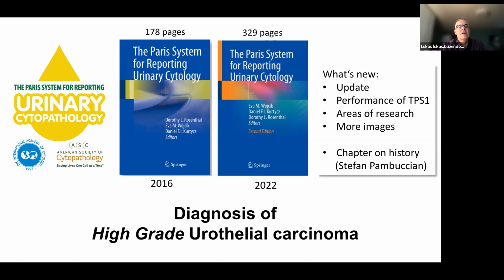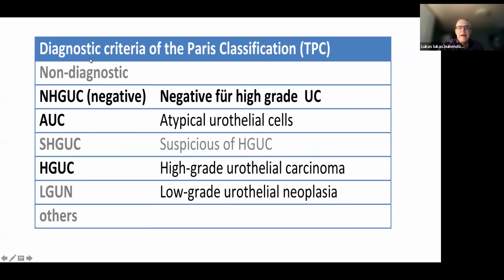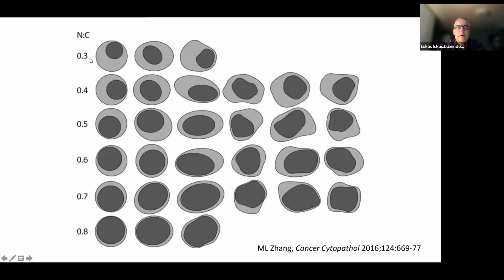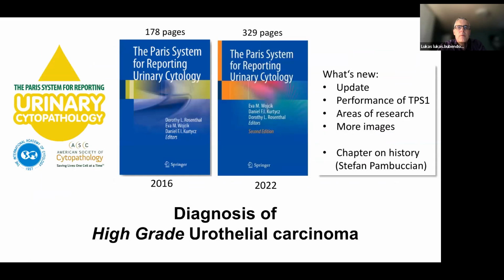From then on, there was a rapid growth in the number of papers that took it up and did studies and comparisons with previous diagnoses, and there was a gain of knowledge. This eventually made us put together a second edition, which is almost double as thick as the first one, because there are a lot of new data that have come up in the meantime, so it was an update.